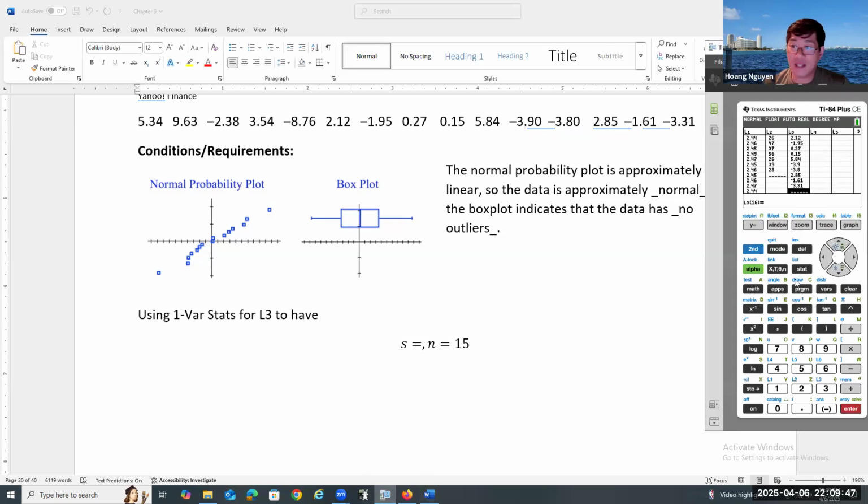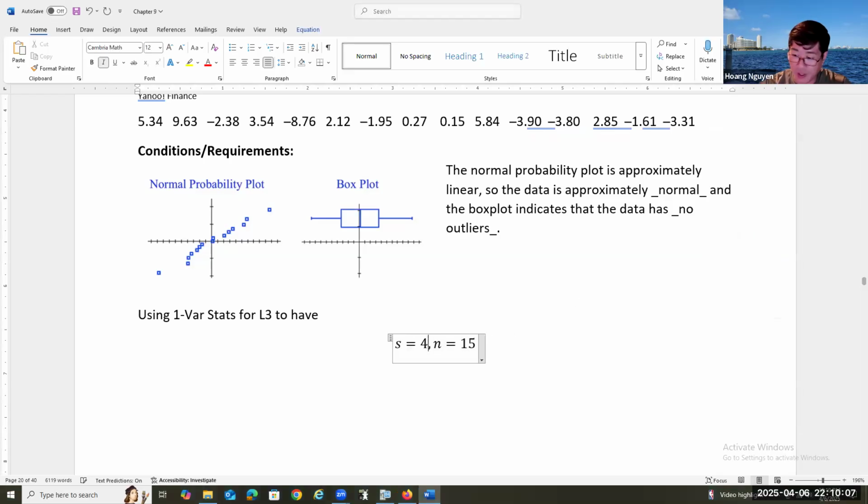Okay, now let's use 1-Var Stats, everyone. We're gonna do stat, then calculation, and 1-Var Stats. And now the list is gonna be list number 3. So the standard deviation is gonna be 4.6974. Okay, so we know s, we know n.